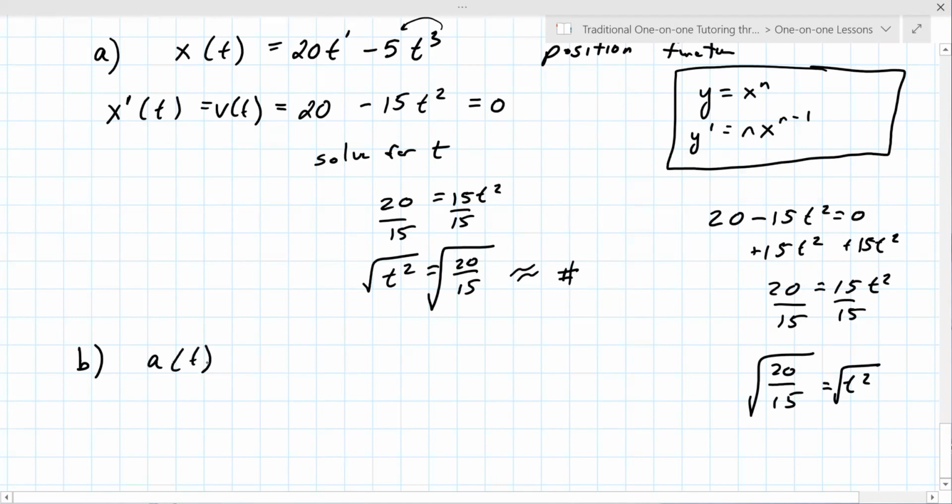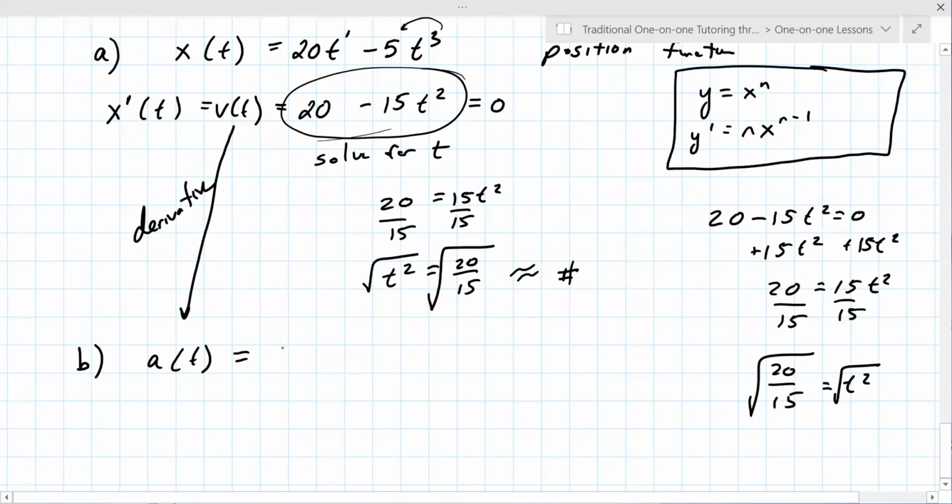To get acceleration, you start with v and you take a derivative. So what is the derivative of 20 minus 15 t squared? The derivative of 20 is 0, minus 30t. Yes, so a of t is minus 30t.